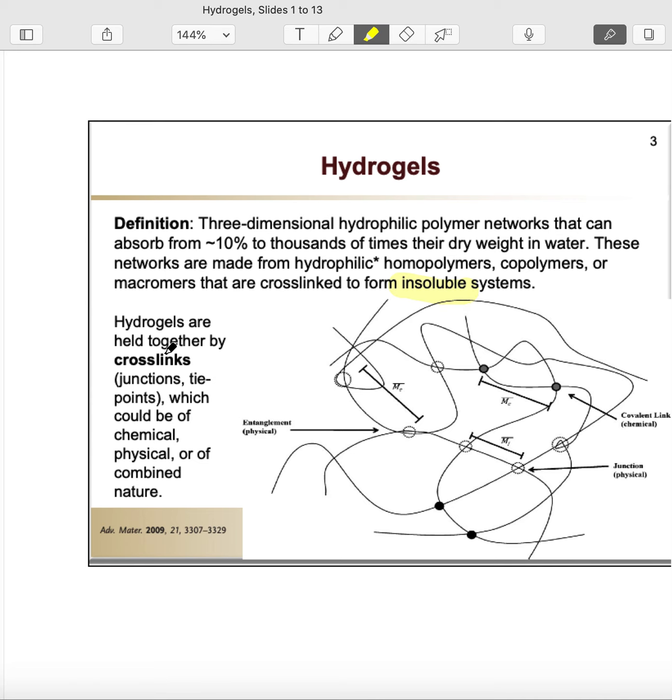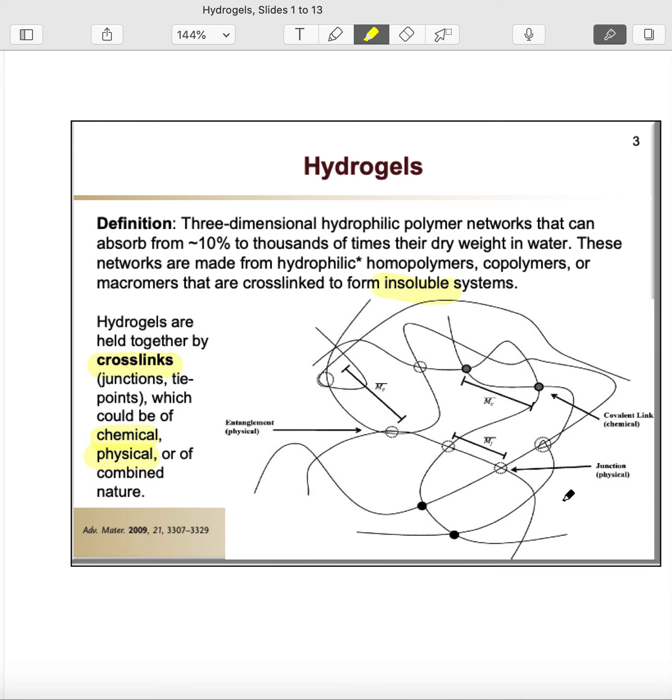These hydrogels are held together through crosslinks. Those crosslinks could also be thought about as junctions or tie points between the polymer chains. And those crosslinks could be of chemical or physical or of a combined chemical and physical nature. On the right-hand side, I'm showing a graphic that represents a polymer network, trying to show you that a hydrogel could be made from covalent crosslinks, which are indicated in this particular case with these dark circles.